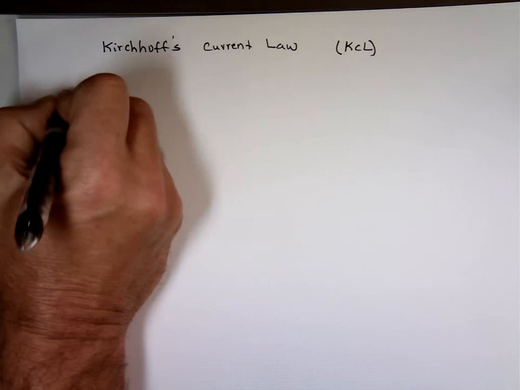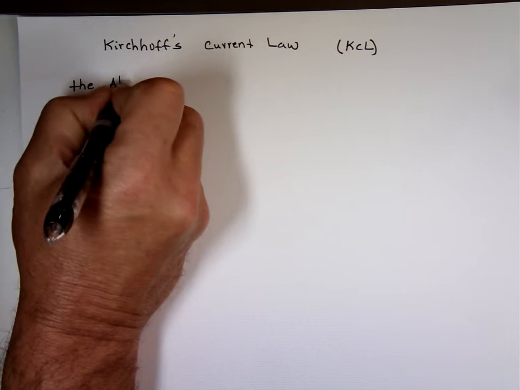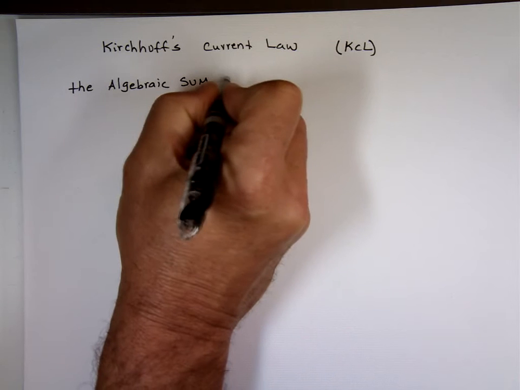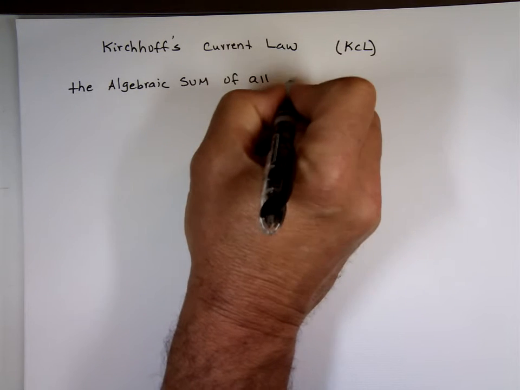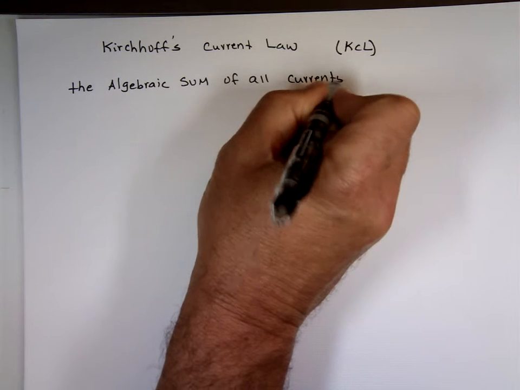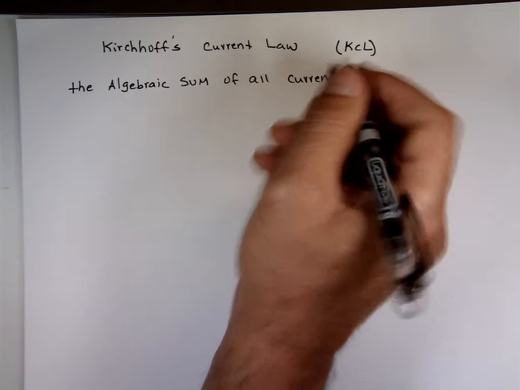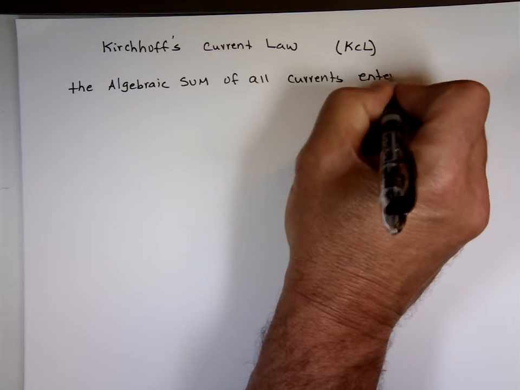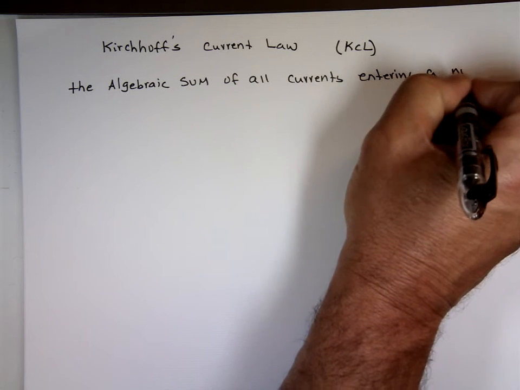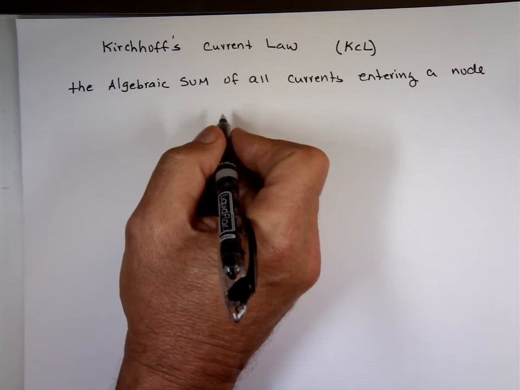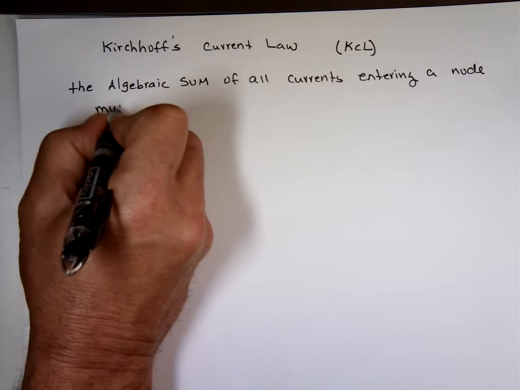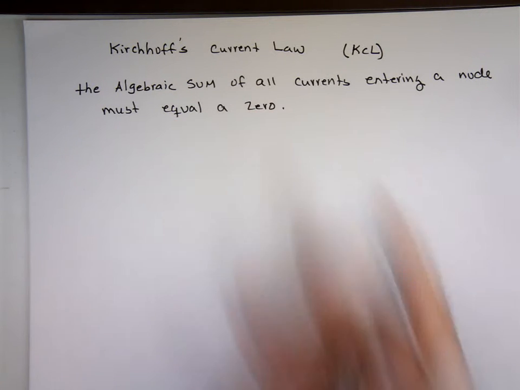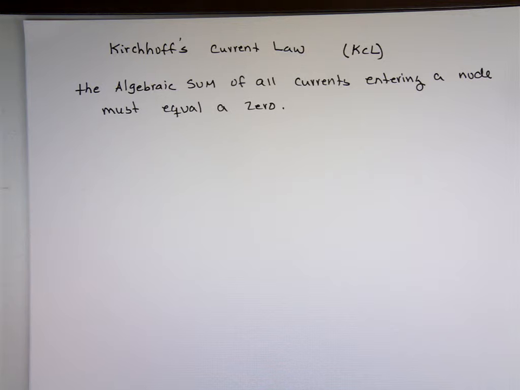And Kirchhoff current law says the algebraic sum of all the currents entering a node, which is really a junction, must equal zero. So the word node here is a junction that connects two or more elements.